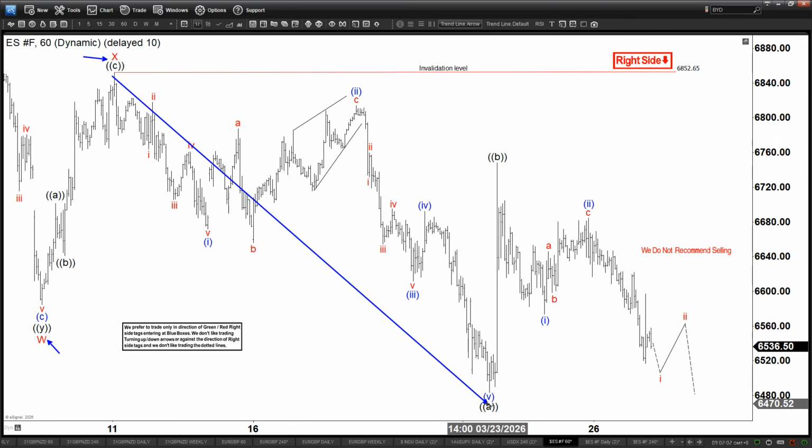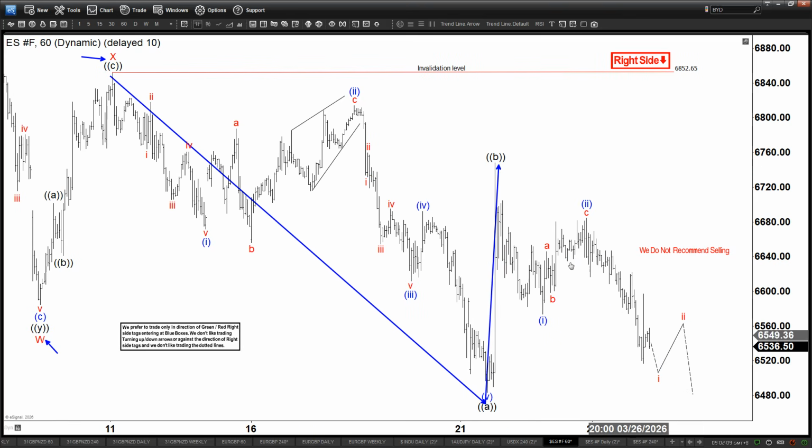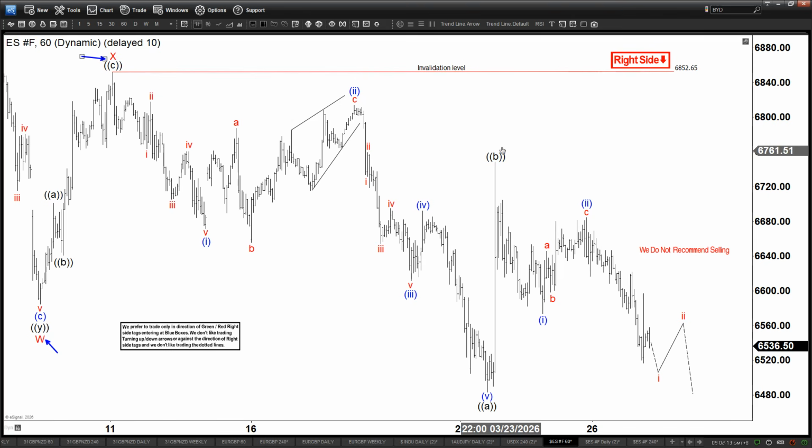So we finished the A leg here, in the form of a zigzag, A here, B here. Now looking to finish the C leg down, and as we finish the C leg in the minute degree, sorry, this is the minute degree, then it's going to also end the Y here. Okay, so as we finish C, we finish the Y as well.